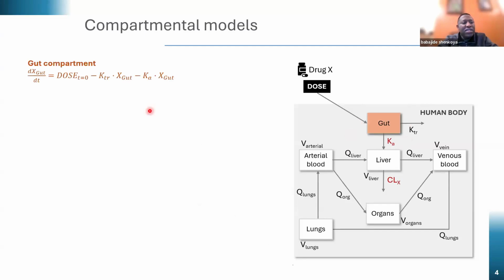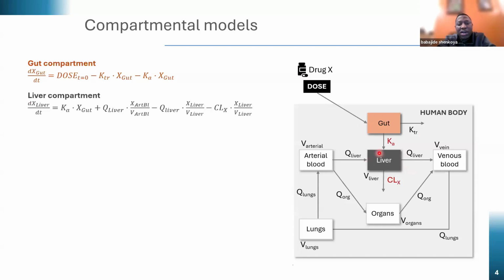In the gut compartment, we can use this equation to describe what is going on. I have shown you this earlier, so I won't talk much about it. Then once the drug leaves the gut compartment, it enters the liver compartment. So here is a description of the liver compartment. Focus on the liver and forget about the rest of the organs. For the liver, the input is what is coming in from the gut here.